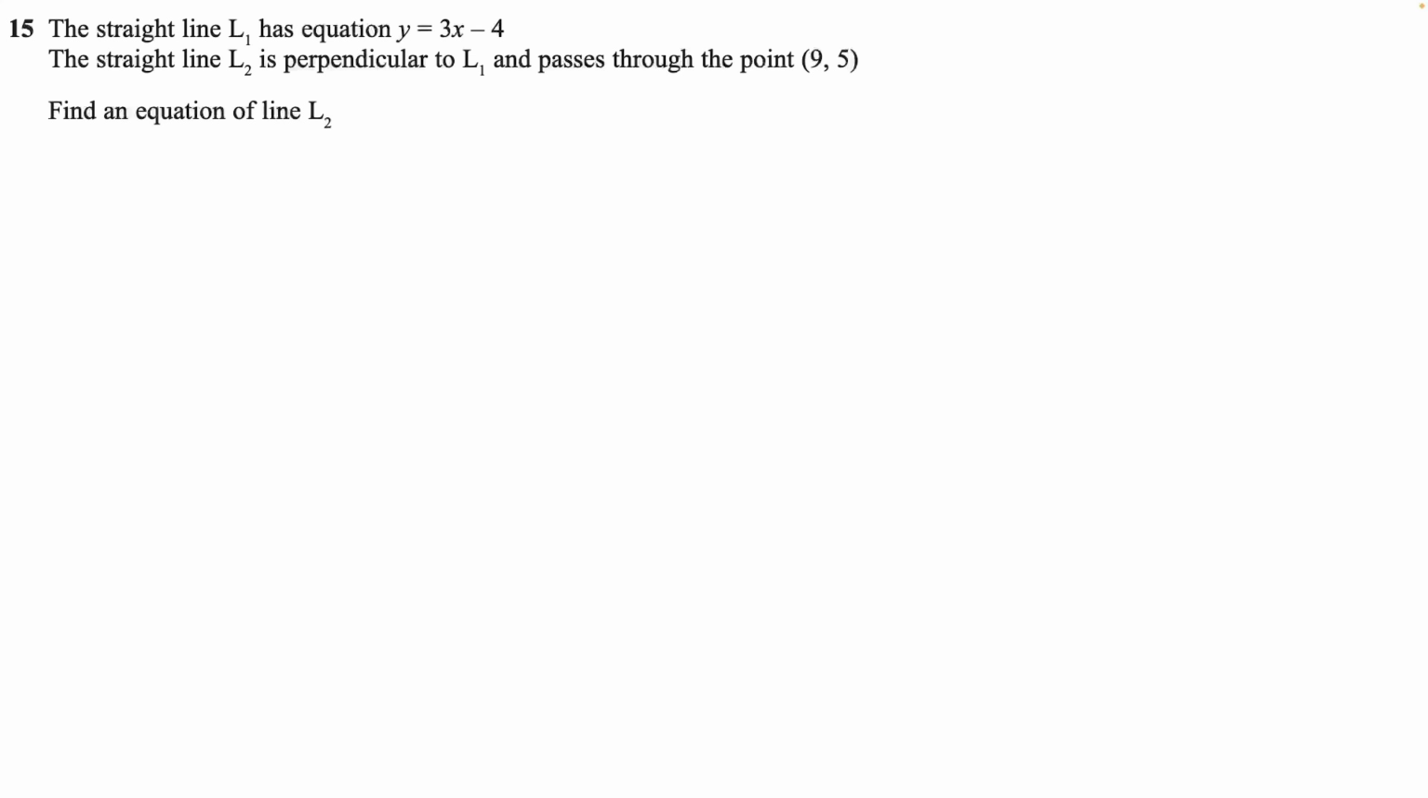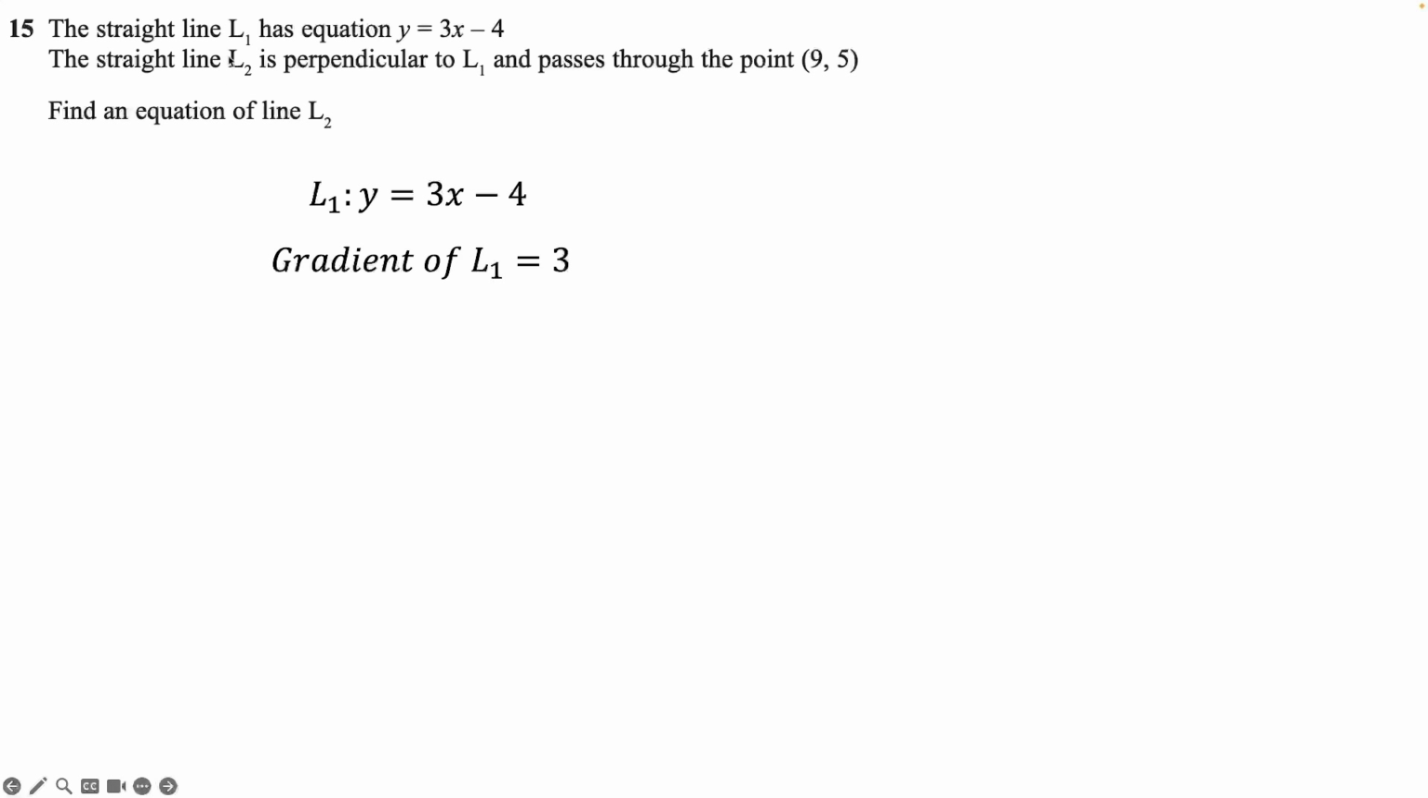Question 15 is on coordinate geometry. So the straight line L1 has an equation y equals 3x minus 4. The straight line L2 is perpendicular to L1 and passes through this point. Find an equation of L2. Well, we're given that L1 is this equation. So this is in the y equals mx plus c form. So because the number in front of the x is 3, this is the gradient. So the gradient of L1 is 3.